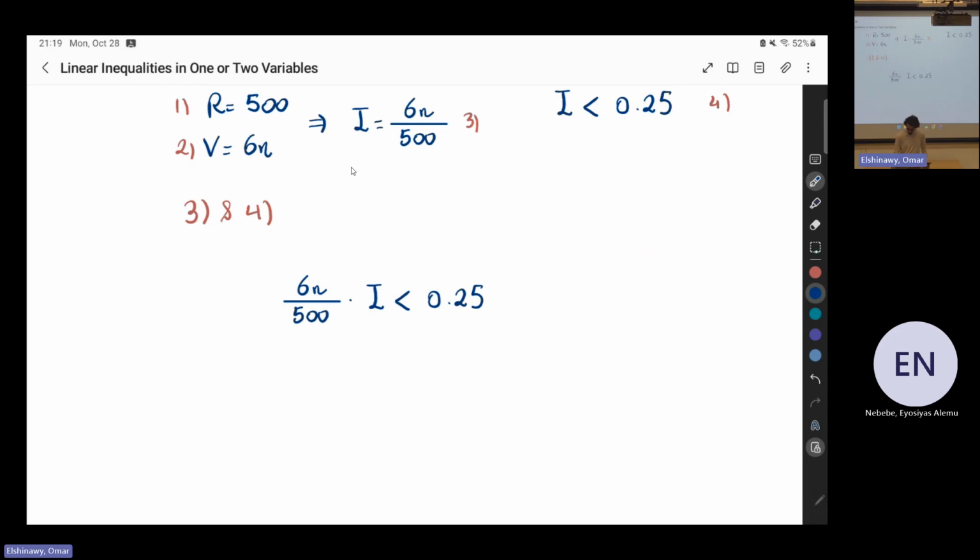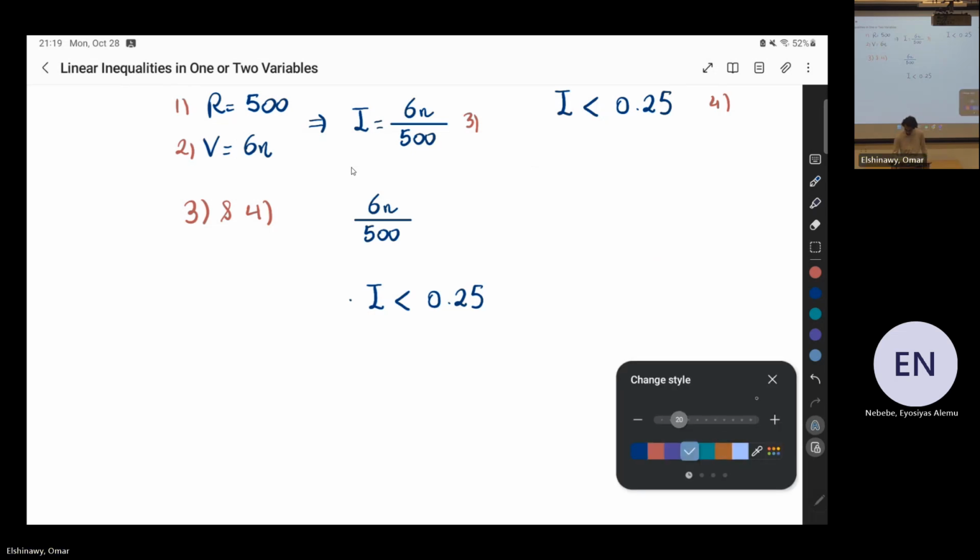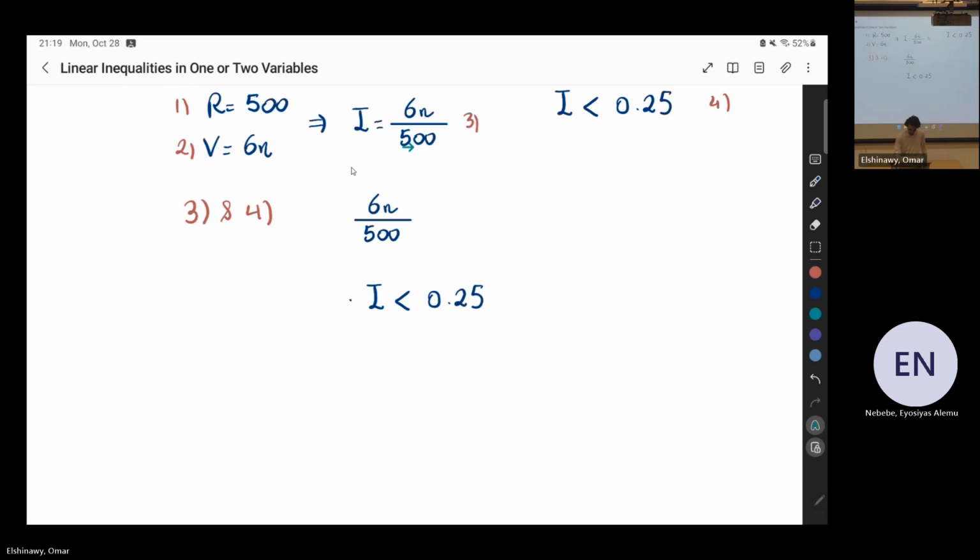So what I mean to say here is that I, maybe I'll use some coloring now. This coloring is nice. Green is nice. So I is 6n over 500, and I is less than 0.25. Then I can remove I, and I can put in 6n divided by 500. So that is the idea. And now I have an equation in n, which I can solve. I think Wissam has already solved it. I think it's 20.